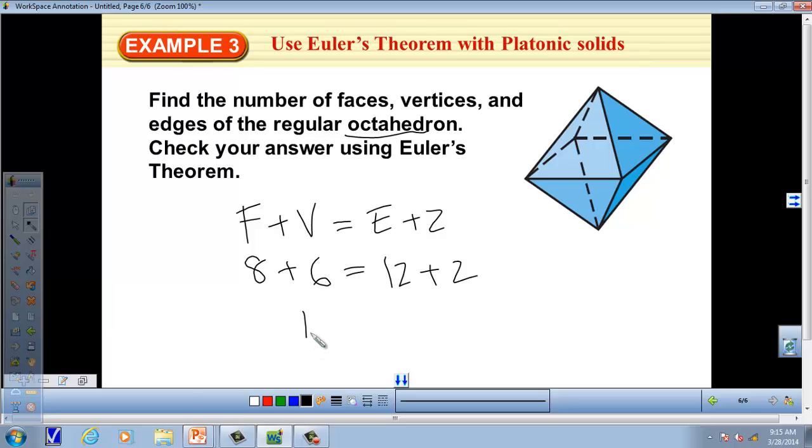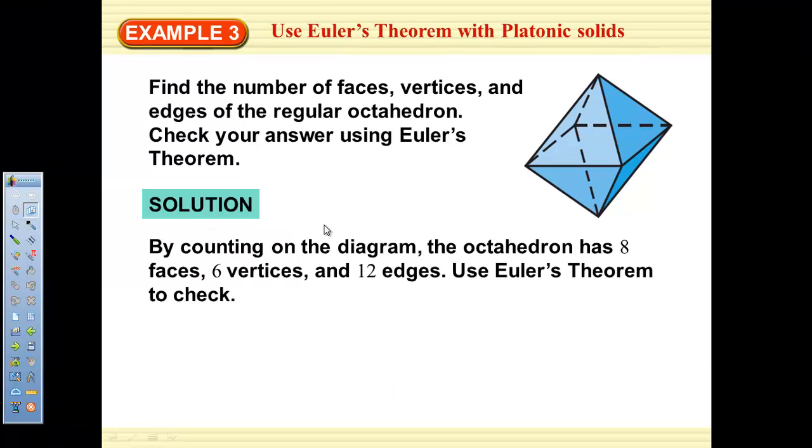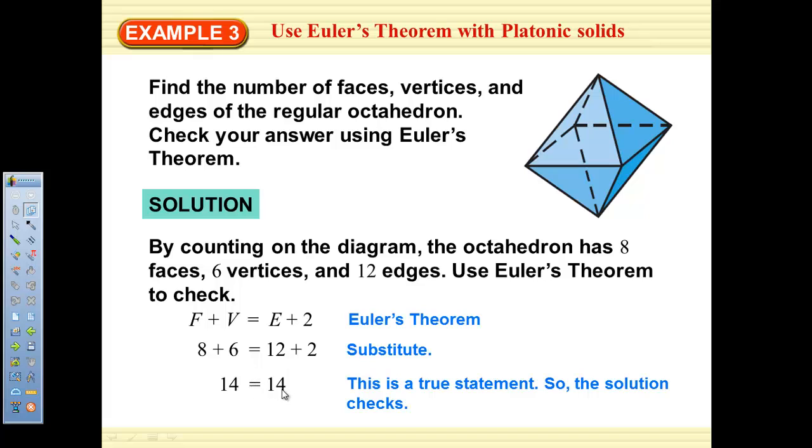If you look, the left is 14. The right is also 14. That gives us our answer. Shows that since these are equal, it matches Euler's theorem. And again, this works for any polyhedron. So we've got 8, 6, and 12. We plug it in, we get 14 is equal to 14. Since this is a true statement, we know we've counted correctly.